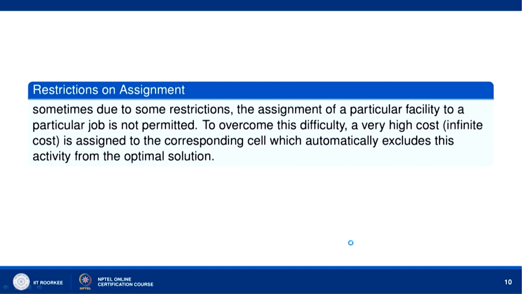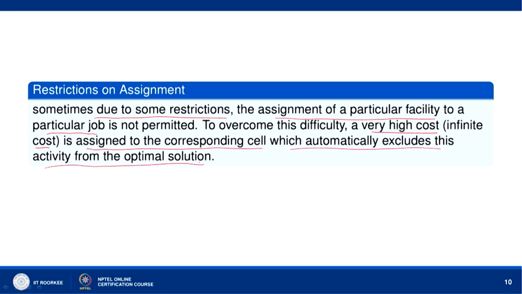Now, restrictions on assignments. Sometimes due to some restrictions the assignment of a particular facility to a particular job is not permitted. To overcome this difficulty, a very high cost, that is infinite cost, is assigned to the corresponding cell, which automatically excludes this activity from the optimal solution.